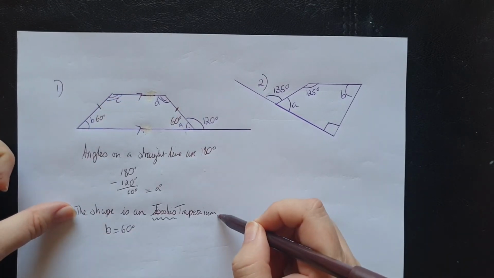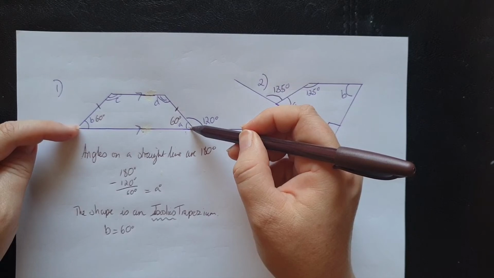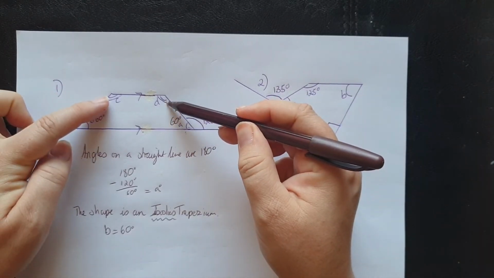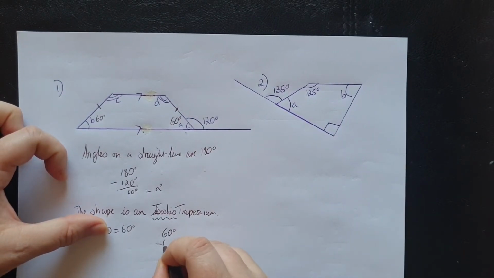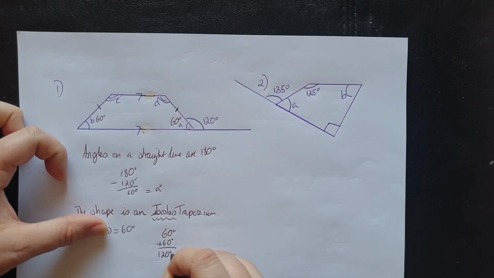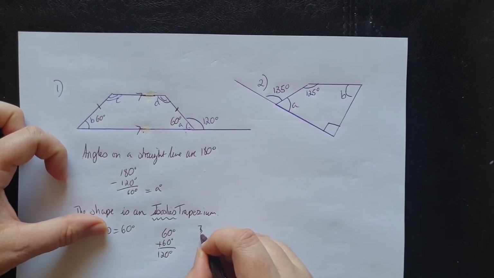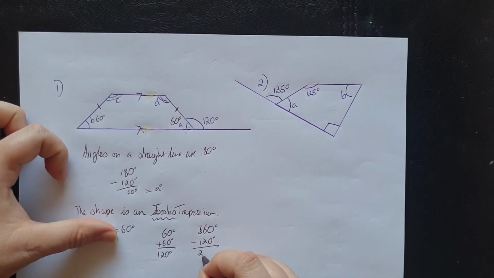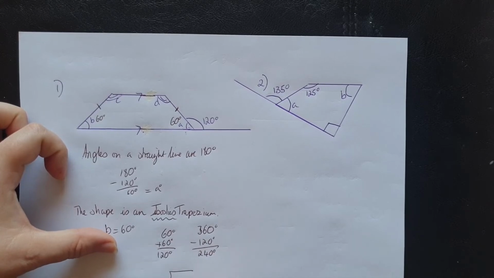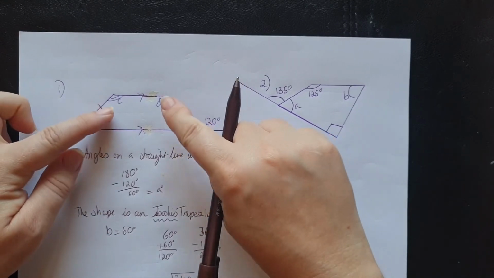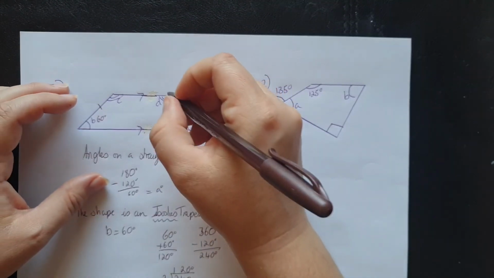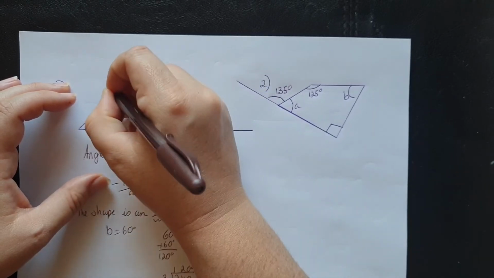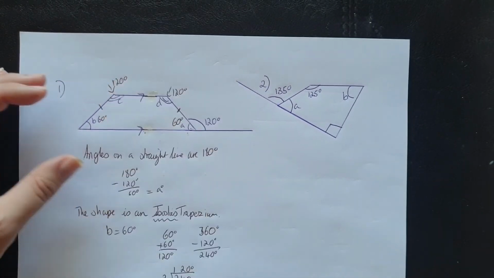And again, because it's an isosceles trapezium, we know that those two angles are equal, and we know that those two angles are equal. Therefore, we know that we've got 60 plus 60 gives us 120. If we take the 360 minus the 120, gives us 240. And if we take that 240, because these two are equal and split it equally, we get 120, which therefore gives us the number of degrees.